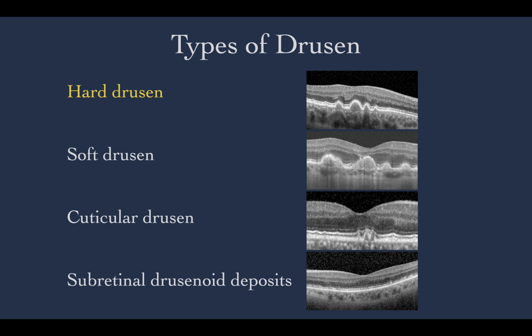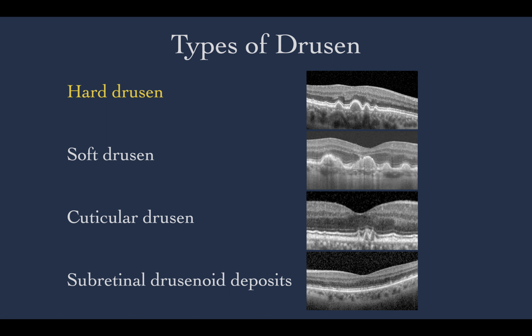Let's start talking about hard drusen. They are defined as discrete yellow-white deposits sited under the RPE. They are small, of less than 63 micrometers, and have sharply defined edges. Hard drusen are common and considered a normal consequence of age, although AMD may begin with hard drusen. They are often associated with loss of overlying retinal pigment epithelium cells.